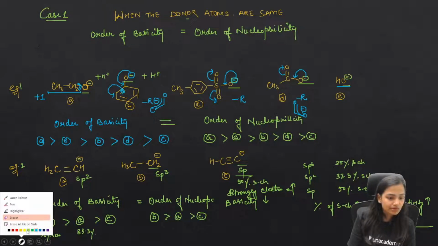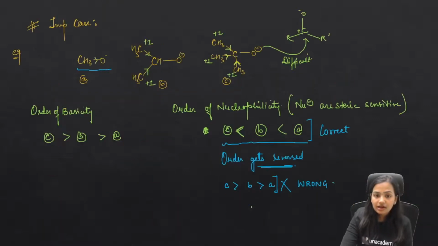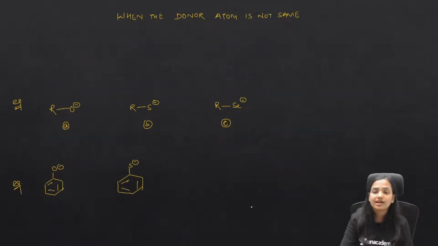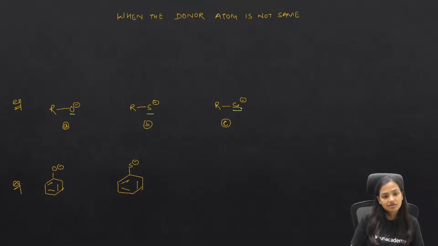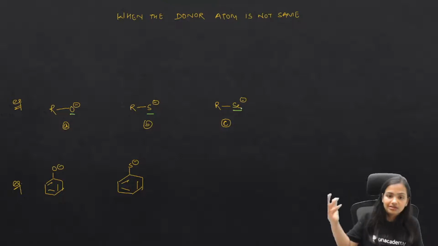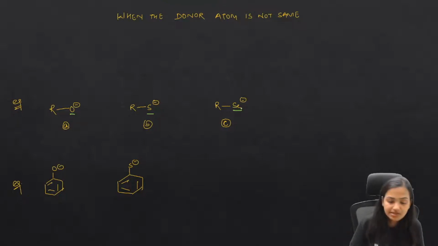Now let's move ahead, and I will tell you what happens when the donor atoms are not the same. I have taken a few examples for you. We have O negative, here we have sulfur, here we have selenium. These are the different atoms that are going to act as a base, those who are going to give the electron to H positive or any other atom other than H positive. So we have O negative, S negative, Se negative.